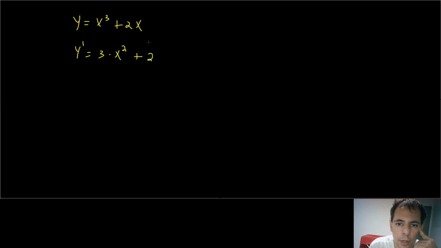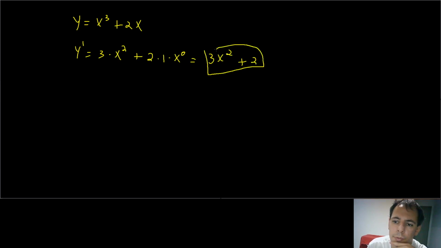Whenever you have something like this, you can just make this thing disappear. But because this is a course, I'm going to go slow. So 2 times x to the 1, you bring the 1 down, times x to the 1 minus 1, which is 0. So this is going to be 3x squared plus 2 times x to the 0. x to the 0 is 1, so it's just going to be 2. And here's the derivative. This is the formula of the derivative.